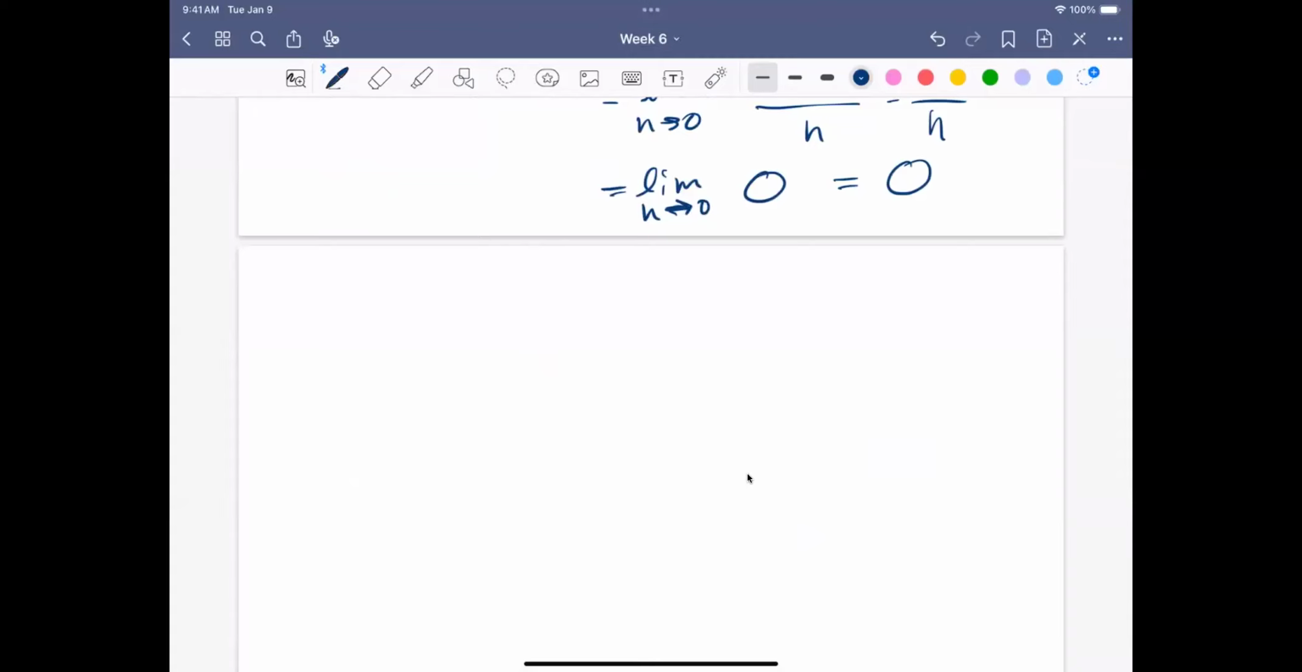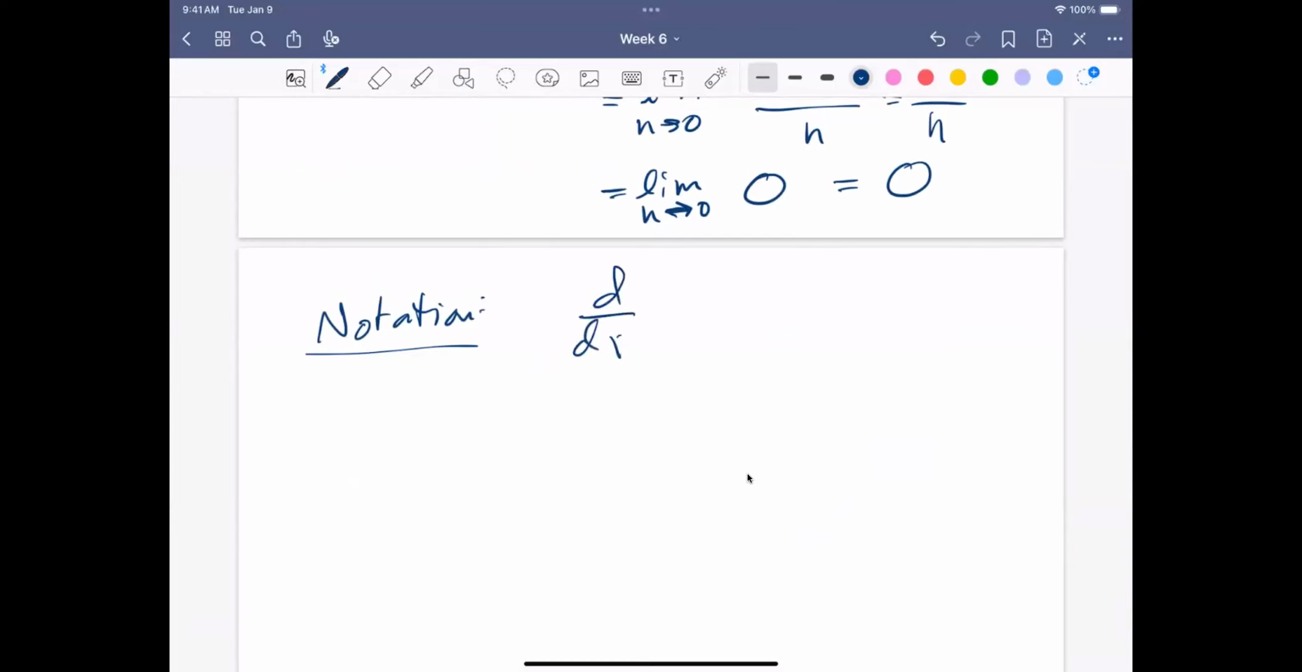So this works for any constant function. And I'm going to add a little bit of notation that shows up here. So, side note on notation: we're going to use this d over dx to signify a derivative. It's slightly different notation. It just means the same thing as f prime of x, right?